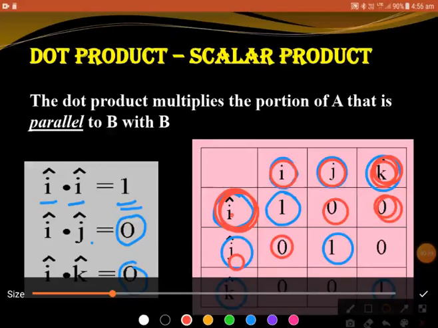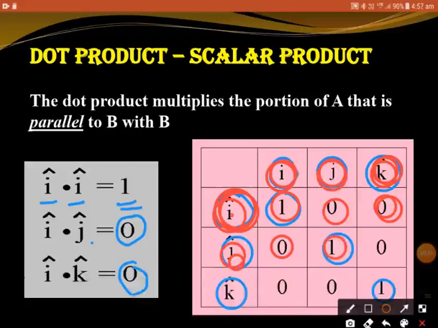The dot product of unit vectors will give you 1 only when the dot product is taken with the unit vector itself. If I with I, it will give you 1. If it is J with J, it will give you 1. Similarly, if it is done with K, it will also give you 1. Got it? Yes.